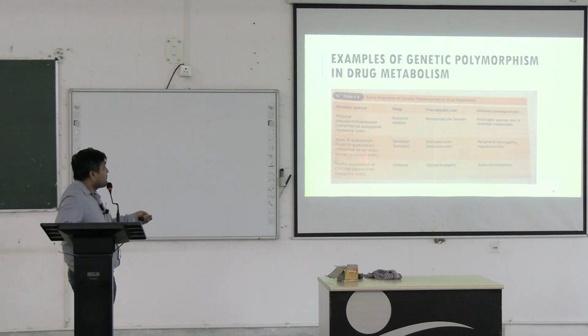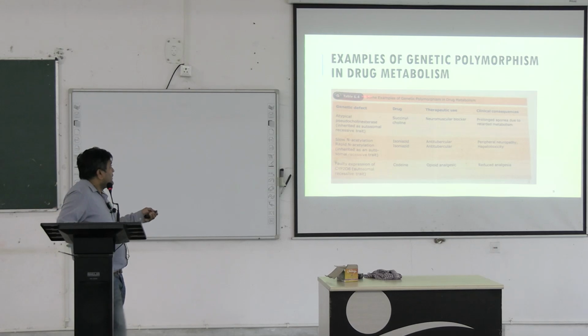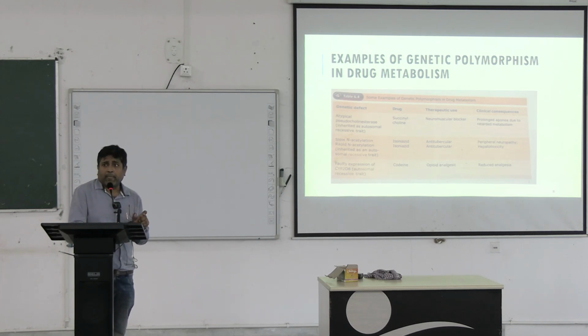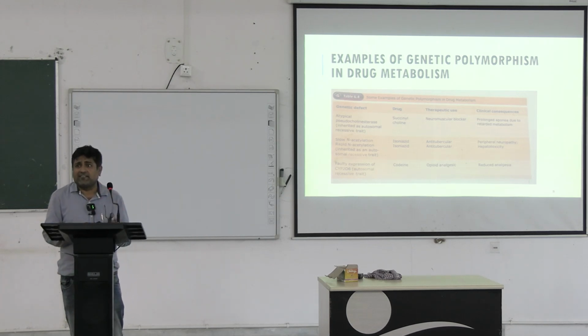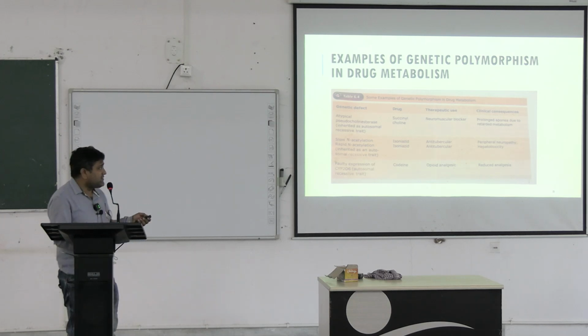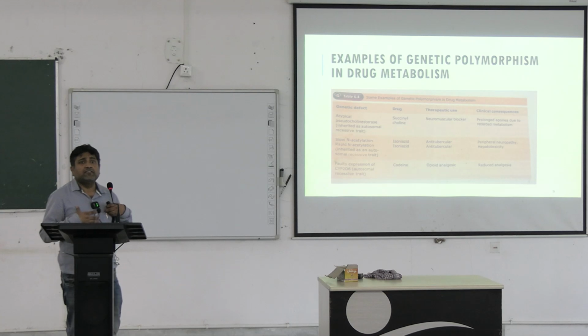Now, these are some of the examples of genetic polymorphism in drug metabolism. Number one, atypical pseudocholinesterase. Pseudocholinesterase metabolizes succinylcholine. It is a short acting skeletal muscle relaxant. Now, what happens? Due to genetic polymorphism, some individuals are deficient or have less active pseudocholinesterase. In these patients, if succinylcholine is administered, it can lead to succinylcholine apnea because of respiratory muscle paralysis.